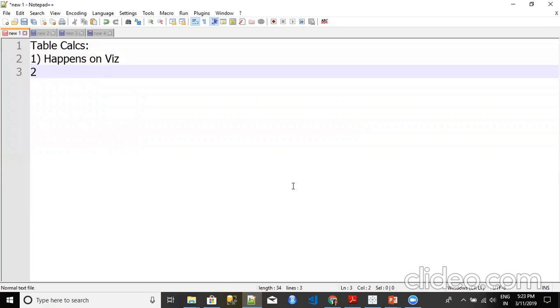The second thing that we have to keep in mind in table calculation is you can have multiple dimensions, but only a single measure. Table calculations do not happen on two measures together. There has to be a single measure on the sheet, and then only we can perform a table calculation on that.